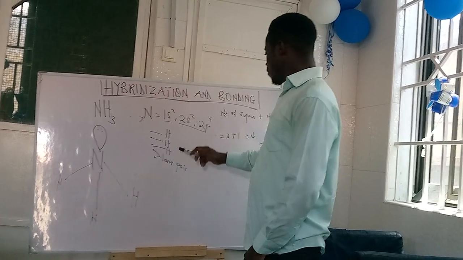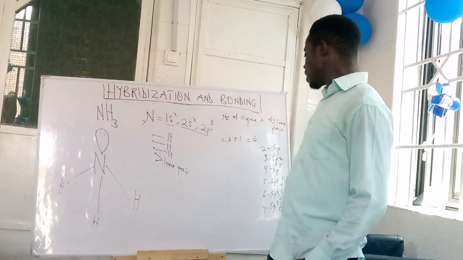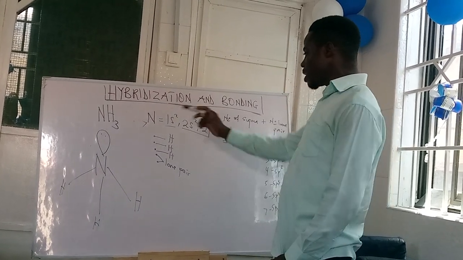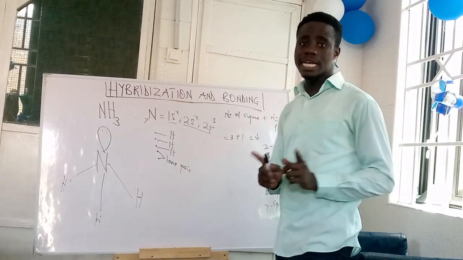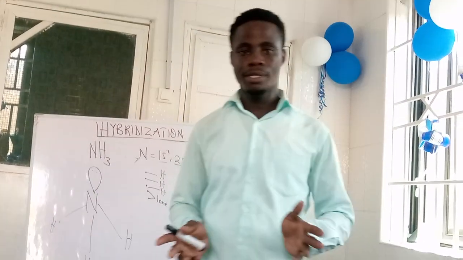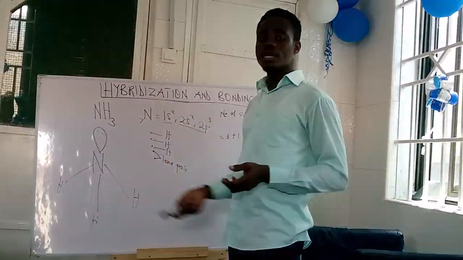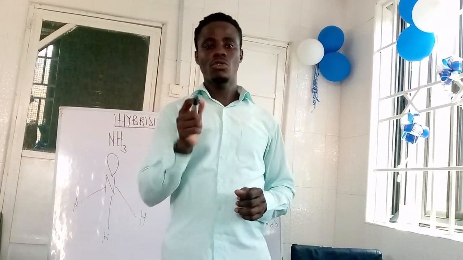So first of all, let's look at the number of hybrid orbitals formed. We have 1, 2, 3, 3 plus 1, which is 4. So automatically, when you move to the chart, you realize that with 4, the type of hybridization in ammonia is sp3 hybridization. So these are some of the questions we normally ask in exams. You are to explain why ammonia is supposed to have a bond angle of 109.5, but it's not. Explain.